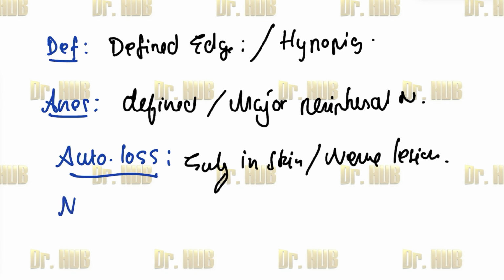Next, talking about the nerve involvement or the nerve enlargement. The nerve enlargement is marked and in few nerves. Then talking about the mucosal and the systemic, this is absent. And the number of Mycobacterium leprae, it is not detectable.